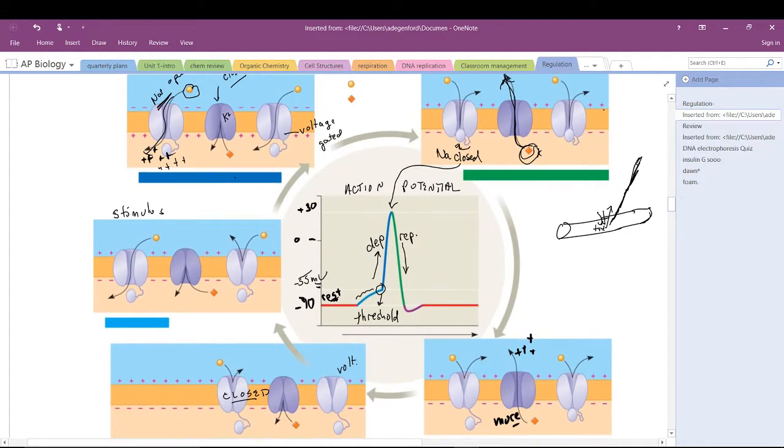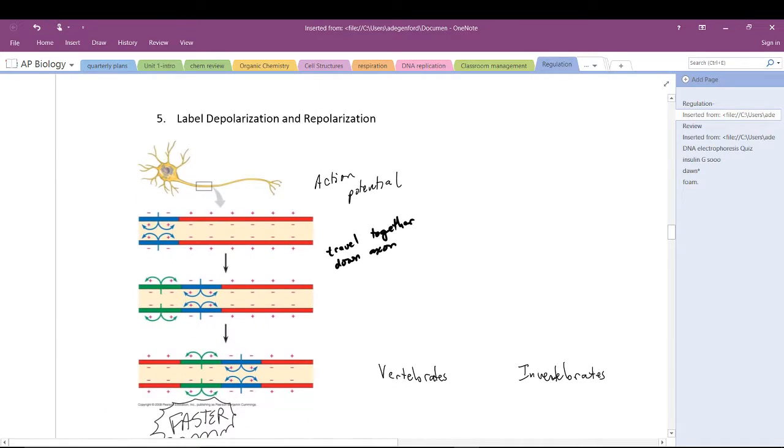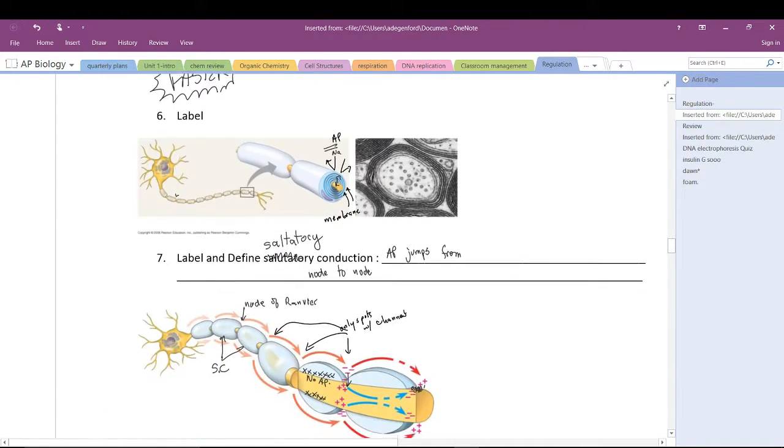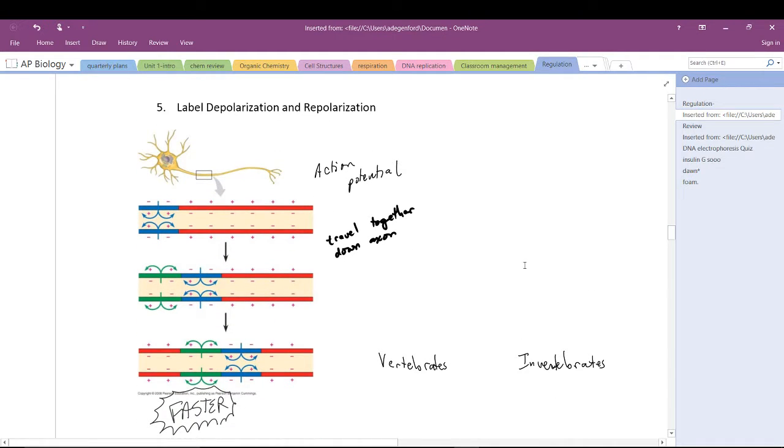So that's going over what's happening inside of the axon. What we want to talk about next would be how it's propagated, what's going on, and then how do we make it faster, and then what happens at the synapse. But that's a good place to end for this video.